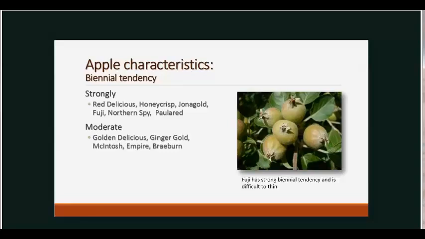So again, when you're selecting these varieties, you need to keep in mind that you're really going to need to be on top of thinning. You'll need to be aggressive to have a uniform crop from year to year to year. Otherwise, you'll have a heavy crop, light crop, heavy crop, light crop.